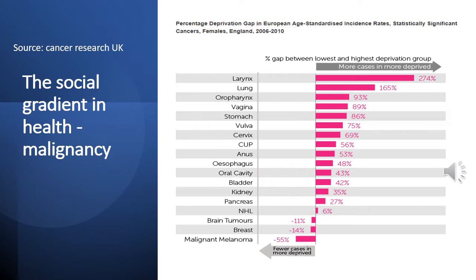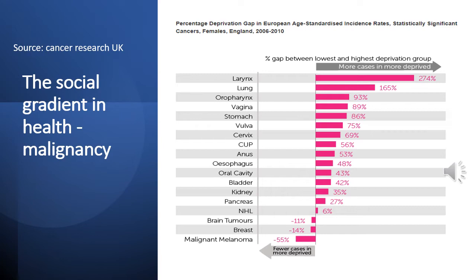So for example, when you look at breast cancer, you can see that the gap between the lowest and the highest deprivation group was -14%. So the least deprived are facing higher rates or higher incidence of breast cancer compared to the more deprived population. And this is attributed to some practices, behavior, and lifestyle that are seen in advantageous or rich societies compared to people in poorer societies.